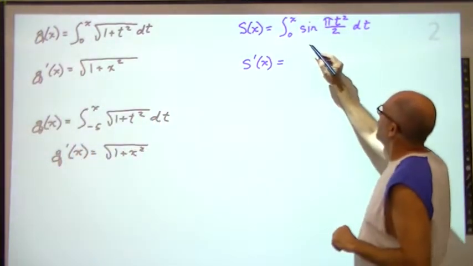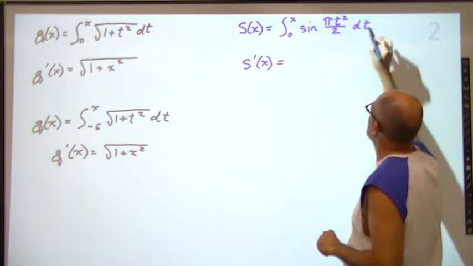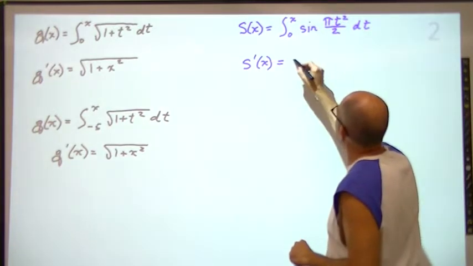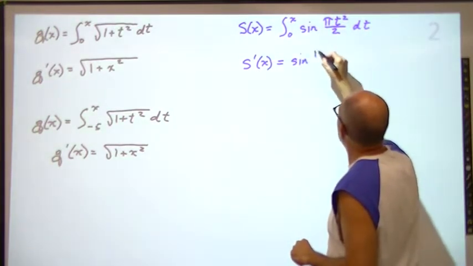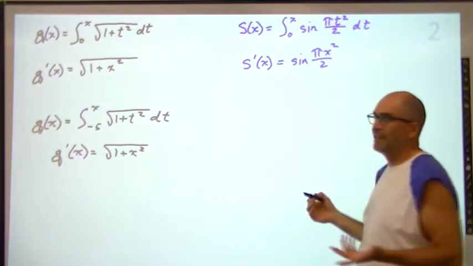Same idea. We've got the integral from 0 to x of sine of pi t squared over 2 dt. Now the derivative is just going to be sine of pi x squared over 2. That's it. Game over.